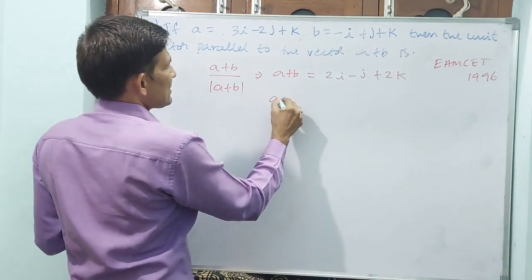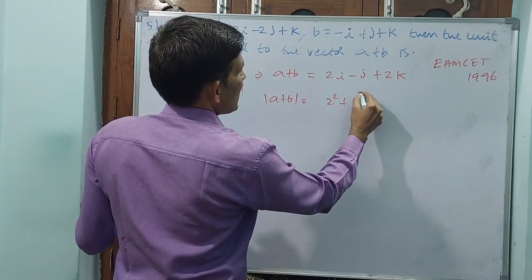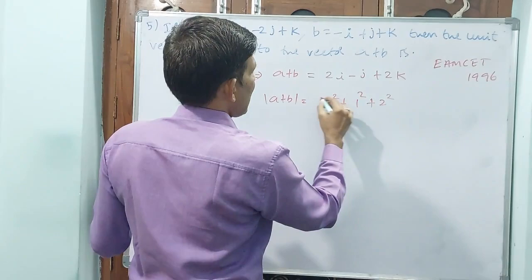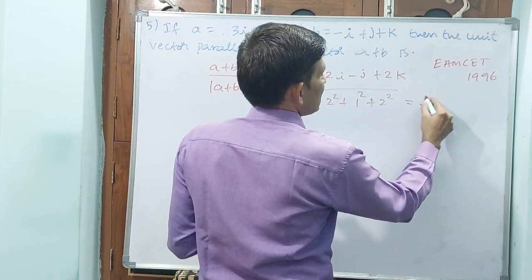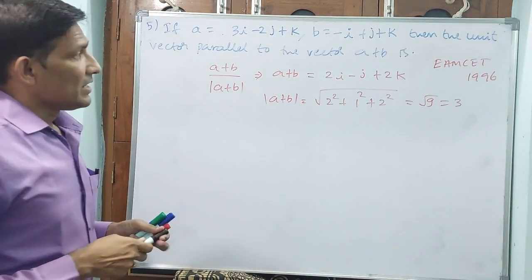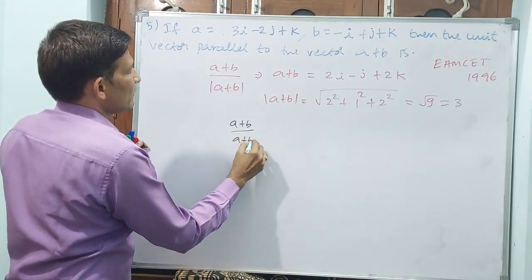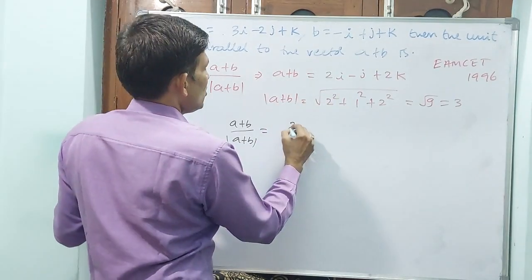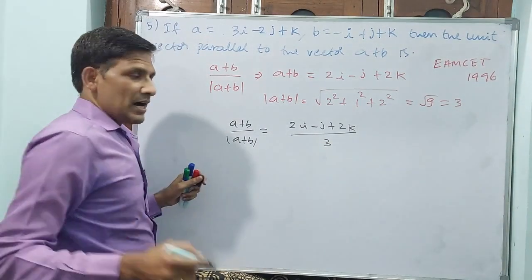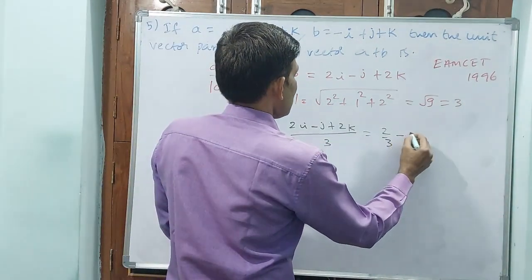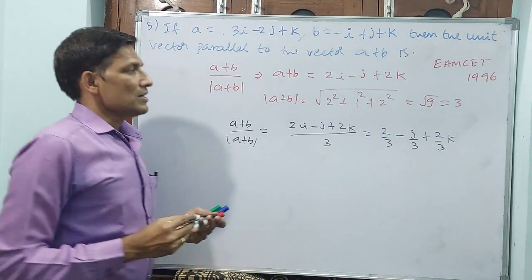Then what about the modulus of a plus b? 2 square plus 1 square, that means minus 1 square, but both are the same, plus 2 square, all under root. 4 plus 4 plus 1 is 9, so 3. Now the vector parallel to the vector means a plus b by the modulus of a plus b. That is 2i minus j plus 2k divided by 3, or else you can write 2 by 3 i minus j by 3 plus 2 by 3 k. This is the answer.